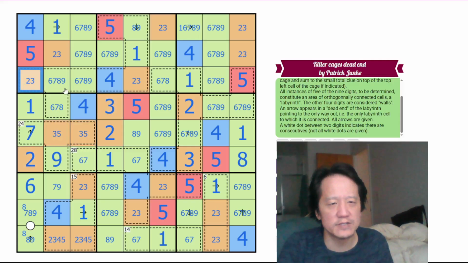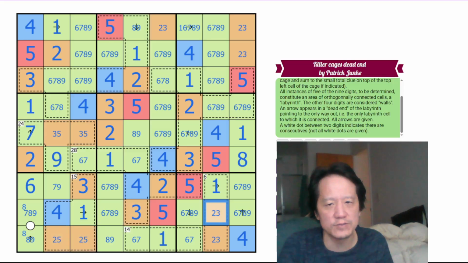This 2 eliminates 2 here, so that's 3, which makes that 2. 3 eliminates 3 here, so that's 2, which makes this 3, which makes that 2, which makes this 3. This can't be 3 or 4. This 2, 5, this 3 eliminates 3 here, so that's 2. This is 3. This 2 eliminates 2 here, so it's 3, which makes that 2, which makes that 3.